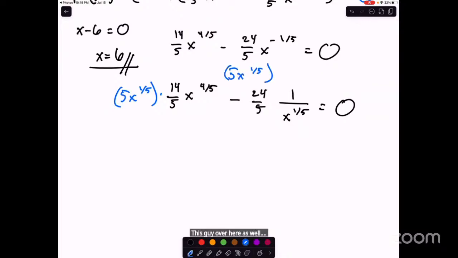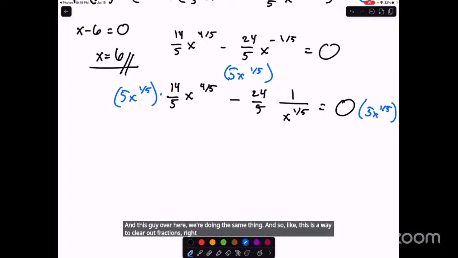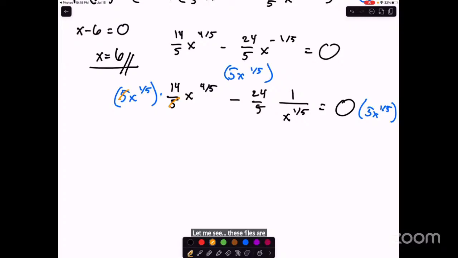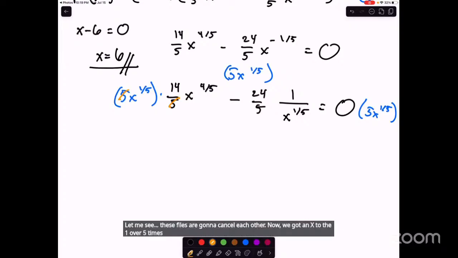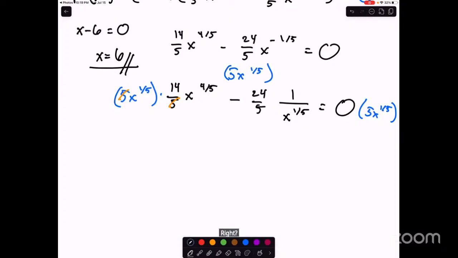And this guy over here, we're doing the same thing. So this is a way to clear out fractions, right? Let me see. These 5s are going to cancel each other. Now we got an x to the 1 over 5 times x to the 4 over 5. We add those powers, that just becomes what? X, right? So that first one becomes 14x.